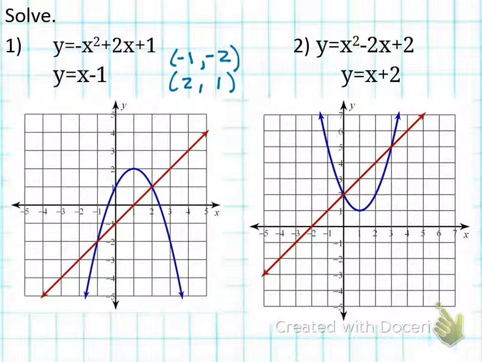Okay, I'm going to move on now to number 2. I move going across from left to right. I see they intersect first right here at 0, 2, so I'll write 0, 2. And as I keep going to the right, they intersect again right here at 3, 5. So my next point is 3, 5. Any questions on how I'm getting the solutions here? It's just looking at the graph, looking at where they intersect.